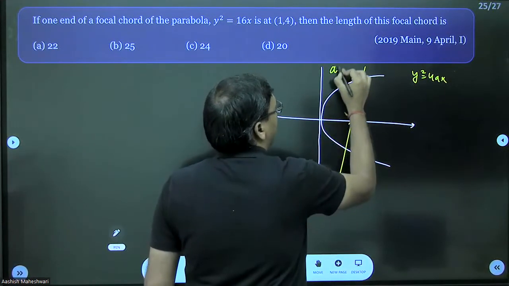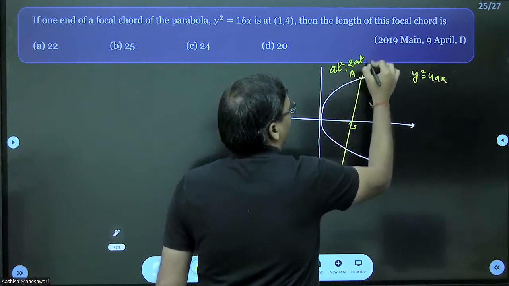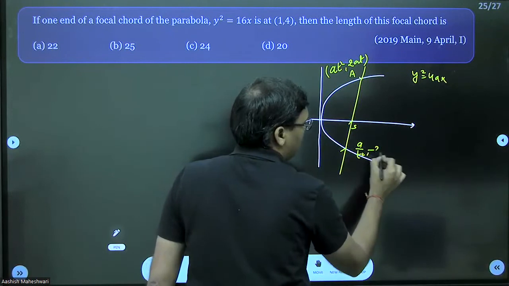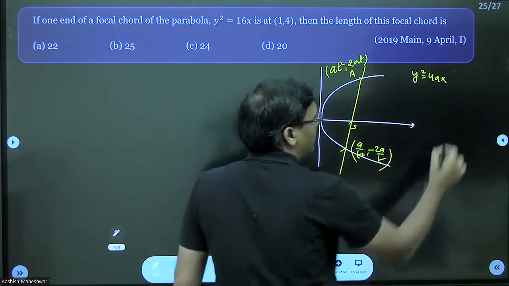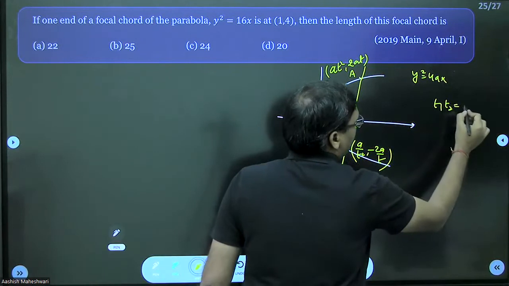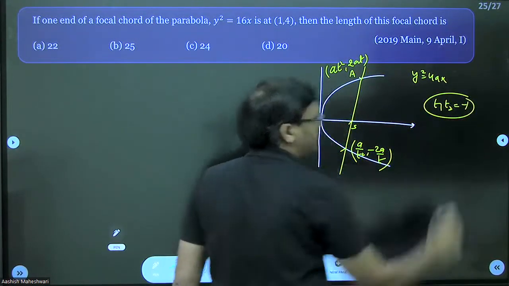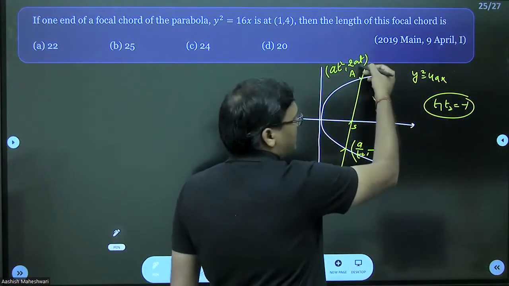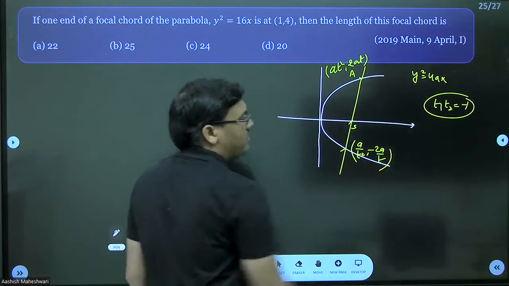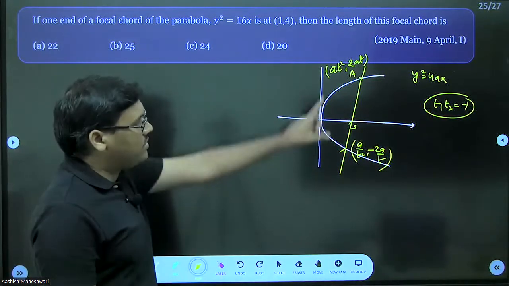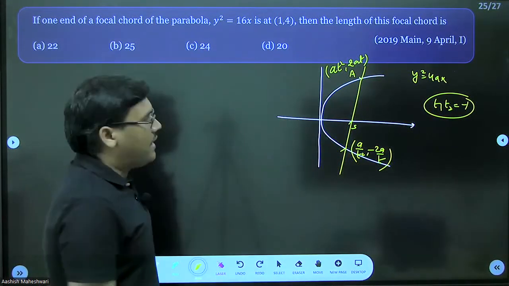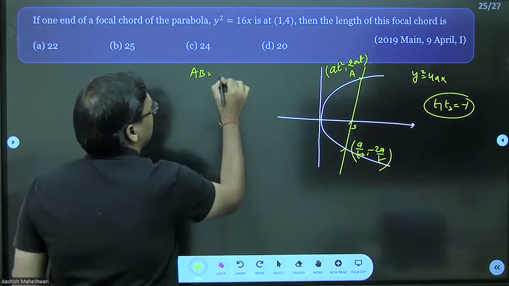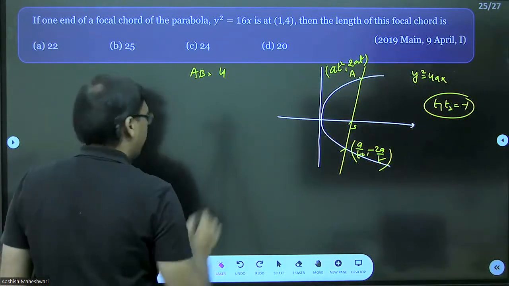is at at square comma 2at, the other end will be a by t square comma minus 2a by t, because if you remember t1 t2 is equal to minus 1. This is the property of focal chord. t1 t2 should be equal to minus 1. तो यहाँ पे आप देखोगे इसका t1 और इसका t2 प्रोडक्ट, that should be minus 1. उससे आपको ये मिलता है. ठीक है? This is only for focal chord. And if this is a focal chord, what is the length of focal chord? This is a.